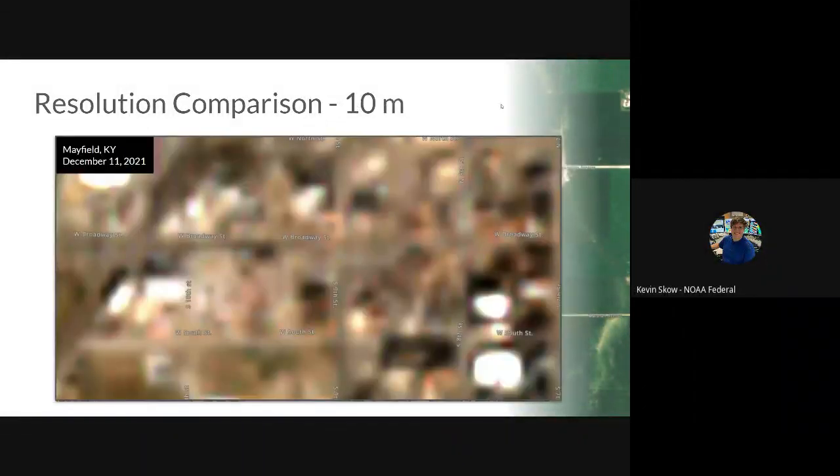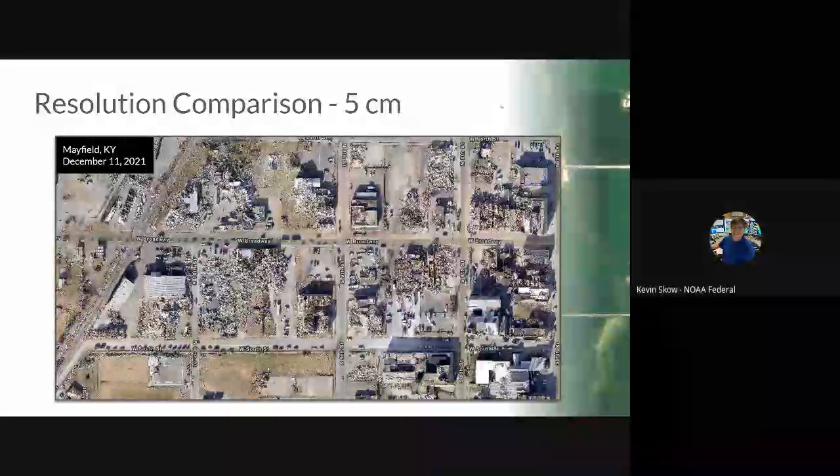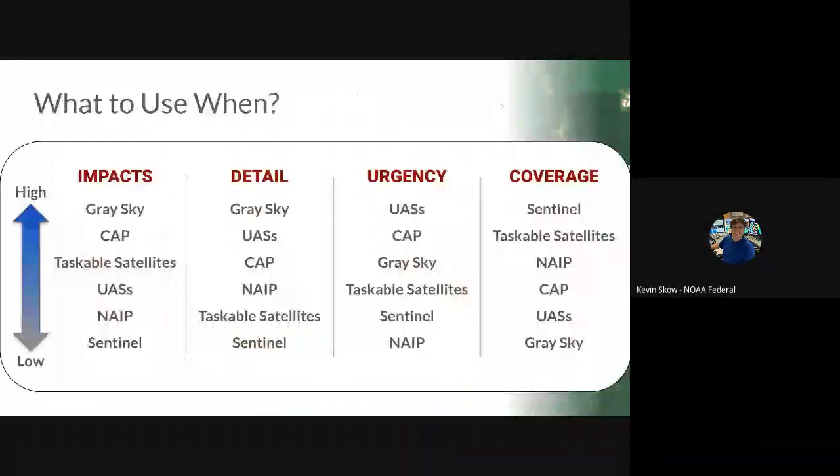And going back to Mayfield, Kentucky, from December of '21. Again, this is starting with the Sentinel data, the coarsest resolution data you're going to have available. If you were doing before and after comparisons, you would obviously be able to tell there was significant building damage, but you'd probably be limited at that. But then this is the Gray Sky imagery from that same event at the same level. And obviously it's a night and day difference for what we have available at our disposal to use in the DAT. So quite remarkable, the type of imagery we have.